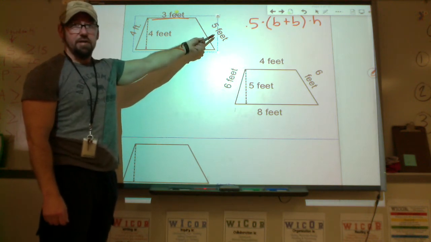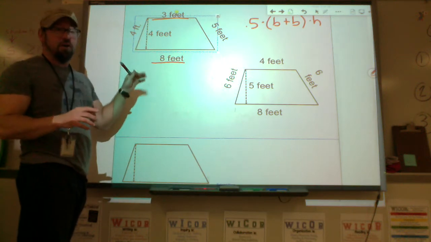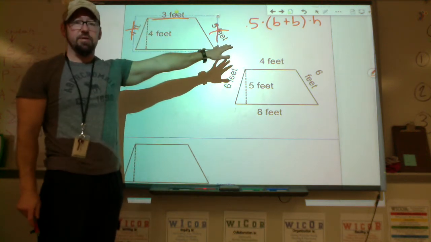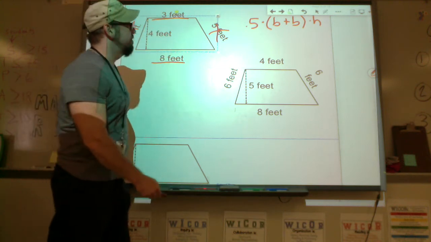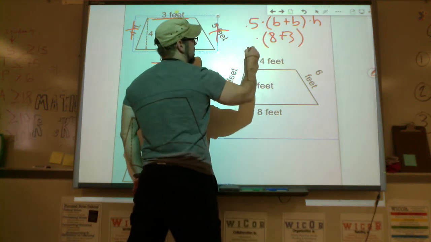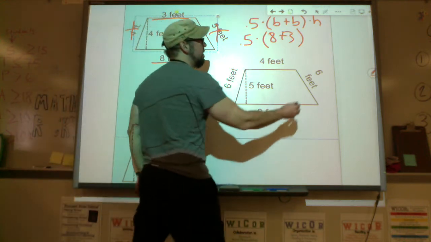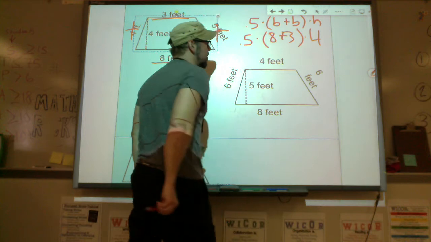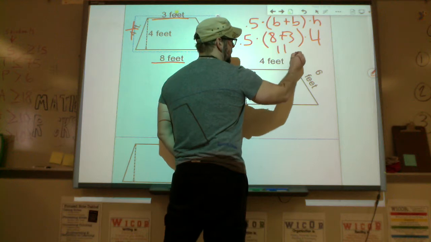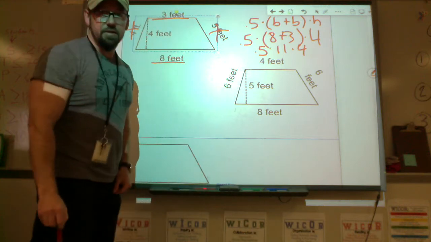So even though they tell me these things over here, 5 feet, and this thing over here is 4 feet, those are the legs, and they don't matter. So I don't even care about this. If you want to cross them off, I can cross them off. I'm just going to plug my numbers in. I have 8 and 3 for my bases. 8 plus 3, times 0.5, and then my height is 4, so I times that by 4. I'm going to add 8 and 3, which is 11, times that by 4, times that by 0.5. Sorry if that's a little sloppy.